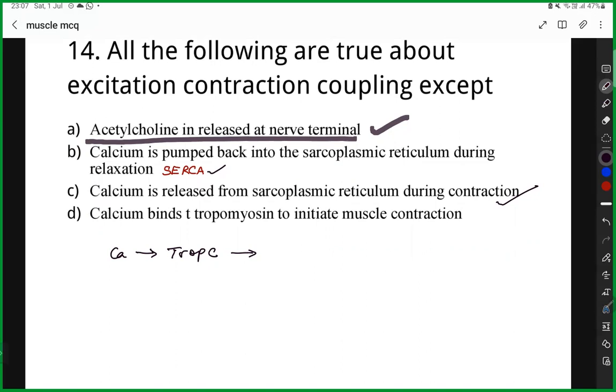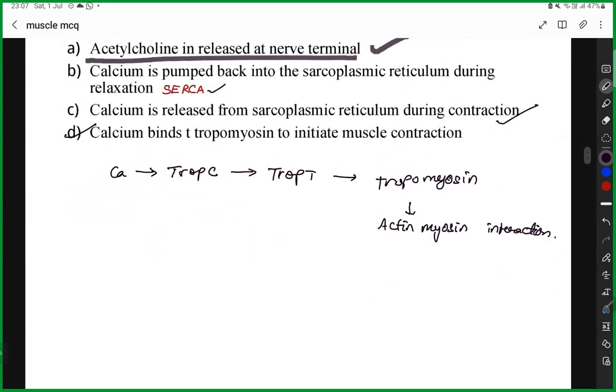This one simple concept, they have asked us numerous questions in your exam. TROP-C is going to activate your TROP-T. This TROP-T is going to activate tropomyosin. Tropomyosin moves from its place, which facilitates the actin-myosin interaction. So now you know the answer. It is the option that calcium binds tropomyosin to initiate the muscle contraction. Okay. Next. This is the wrong one.